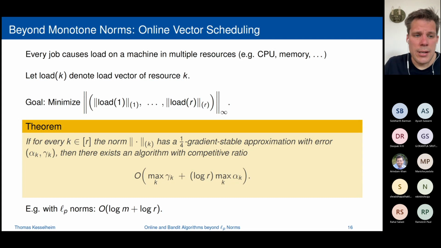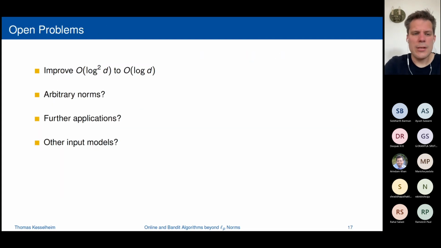Cool. Yeah, then I'm already starting talking about open problems. Let me just list them here and mention them. So what are open problems? One problem is certainly to improve this O of log squared d to O of log d, or show that this is impossible for arbitrary monotone symmetric norms. So for L infinity, we know that log d is the answer. And there's no reason to believe that log d isn't the right answer for every monotone symmetric norm.